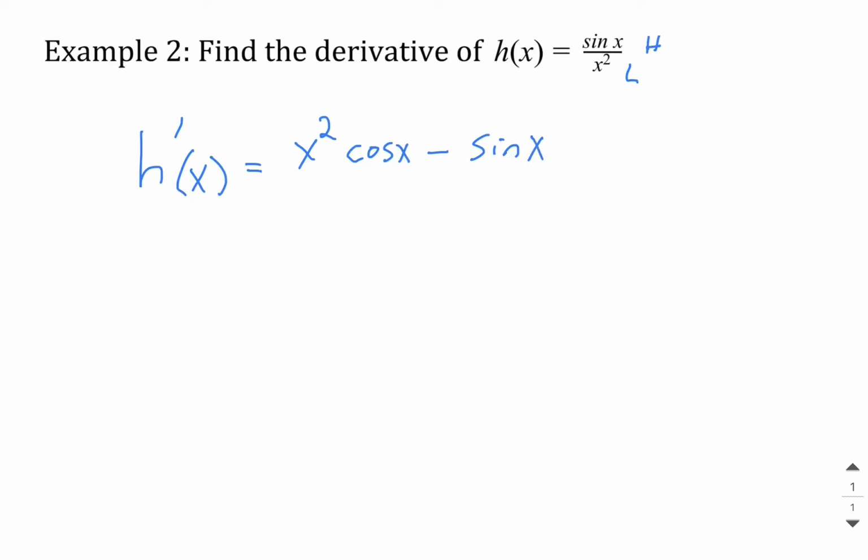minus high, which is sine of x, the high function, sine of x, times the d low, right? Low d high minus high d low. So times 2x all over our low function being squared. So we're going to have x squared squared. Right, so just like the others, we could leave it in this form. You guys could reduce it. You guys could simplify it a little bit more.